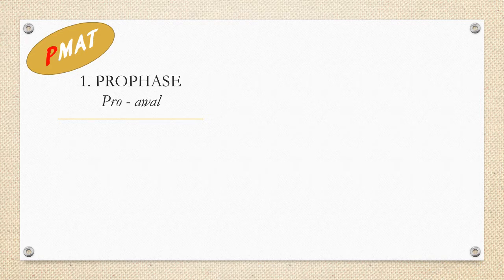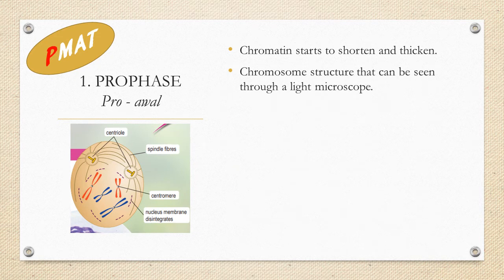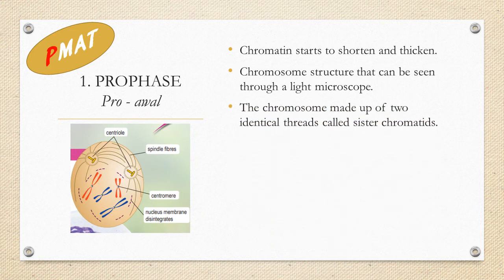So the first one is prophase. Pro means early. So here, what happens to the cell? Chromatin starts to shorten and thicken. Because it becomes shortened and thickened, we can see it through the light microscope. The chromosome is made up of two identical strands called sister chromatids.